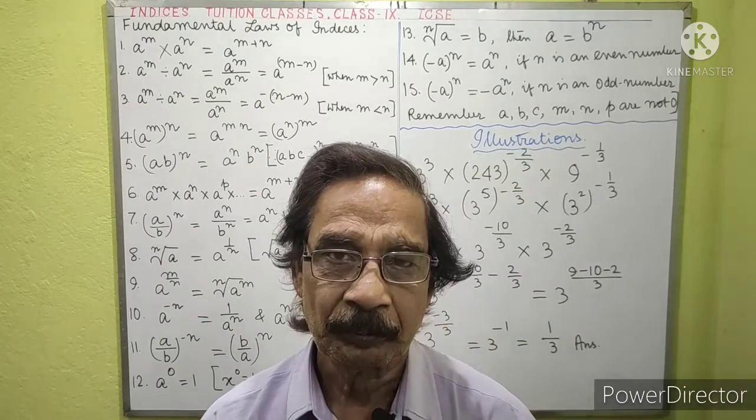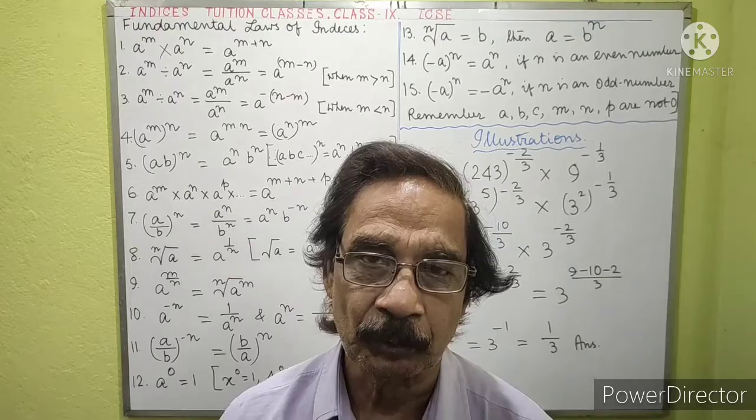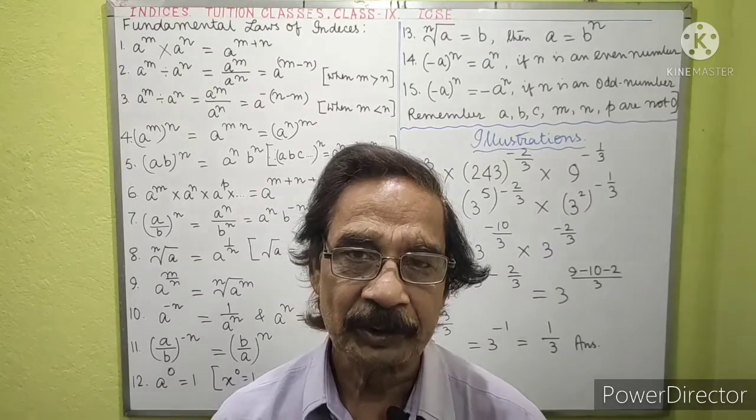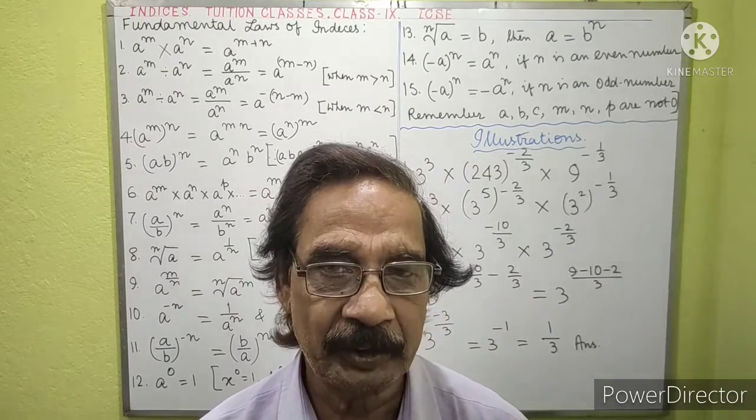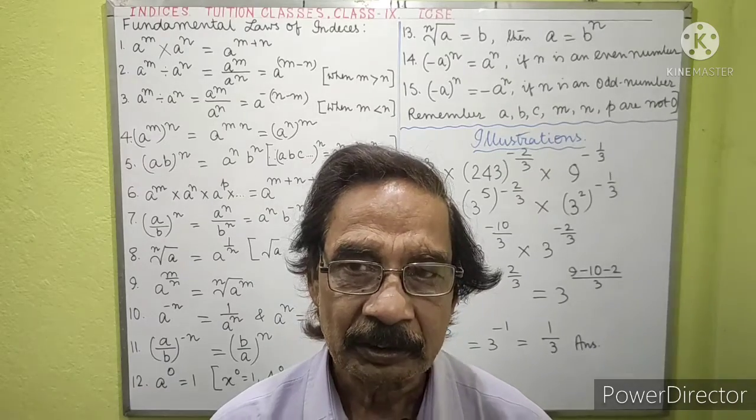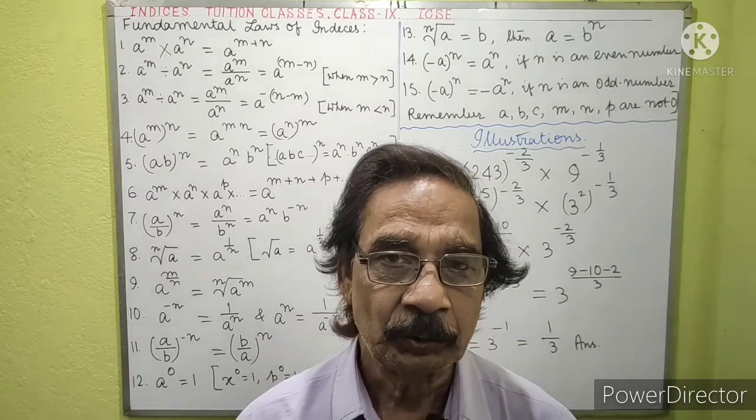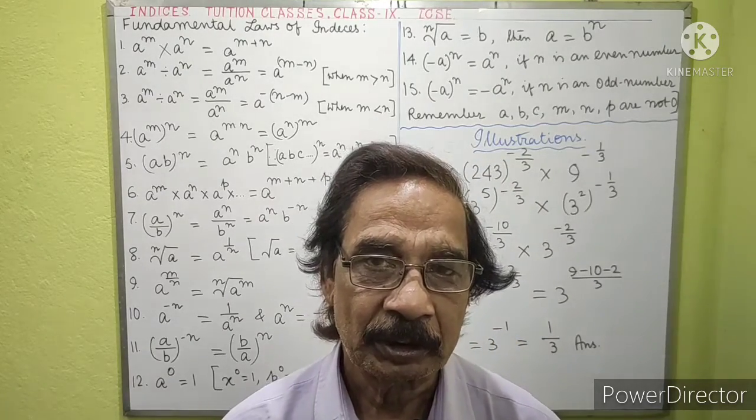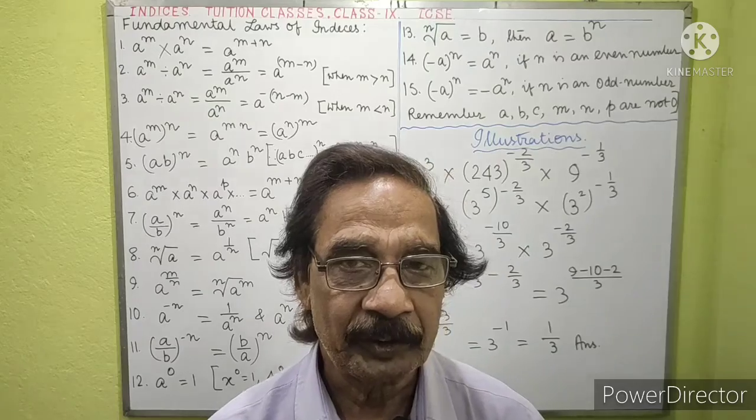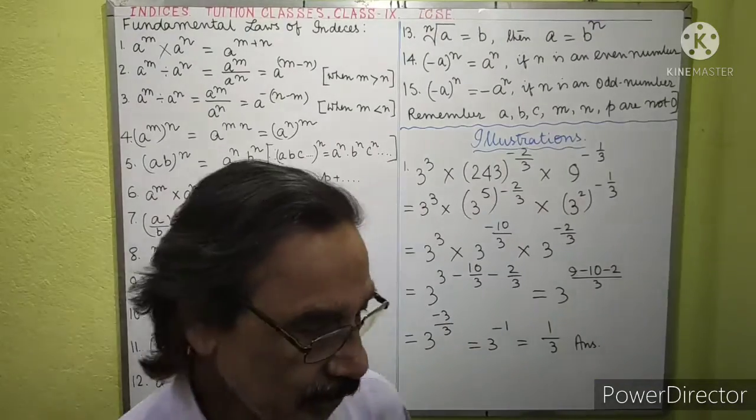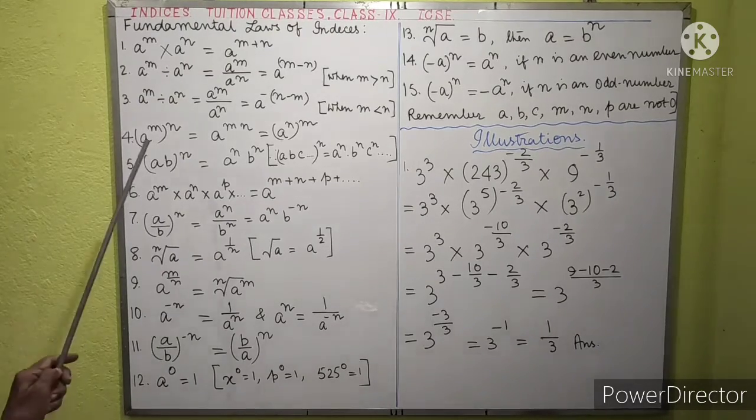Today we have started from indices. This is for class 9 ICSE board, and other students who wish to learn indices, though they may not be from ICSE or any other stream, can also learn this from here. Today at first we will start from the laws of indices. The laws of indices say this way. There are 15 formulae. We have to go through this.